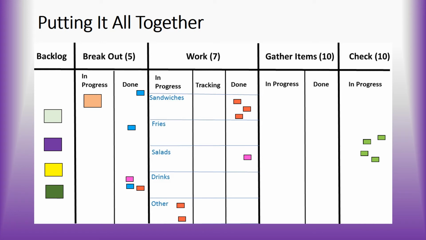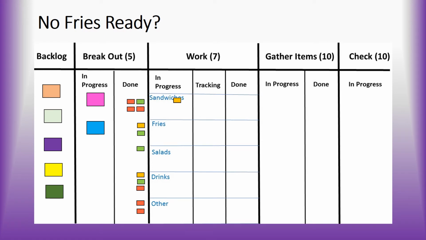Let's see what happens if we run out of fries. Let's see what happens in the same animation when we're out of fries. The worker gets a fry order and sees that there's no fries. They drop a basket of fries into the fryer and put the cards for the fry orders into the tracking column while we wait for the fries to cook. While they're in the tracking column, they don't count towards the limit of 7 items in the work section.